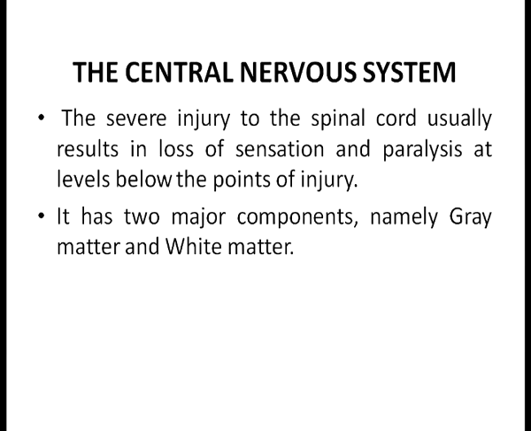Severe injury to the spinal cord usually results in loss of sensation and paralysis at levels below the point of injury. You might have heard certain examples or cases from your daily life in which you have heard that if the spinal cord is injured, the body gets paralyzed. Why does it happen? Because the neurons cannot act effectively. The spinal cord has two major components. The first is known as the grey matter and the second is known as the white matter.